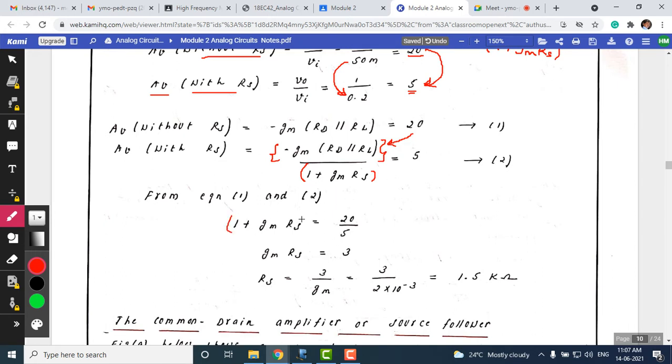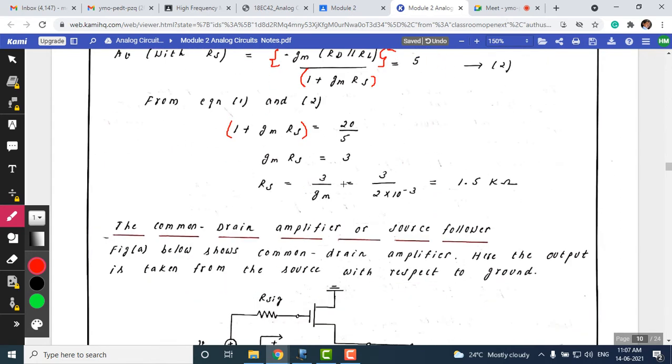So 1 plus GM into RS, which is equal to now 20 by 5. This one can be taken to other side. So GM into RS becomes 3, and we know GM, which is given already. So substitute here for GM. So RS is equal to 3 by GM, 3 by 2 into 10 to the power of minus 3. So RS is 1.5 kilo.